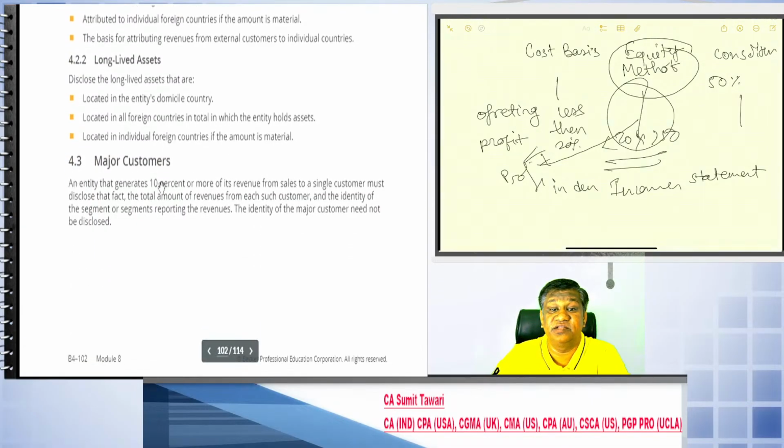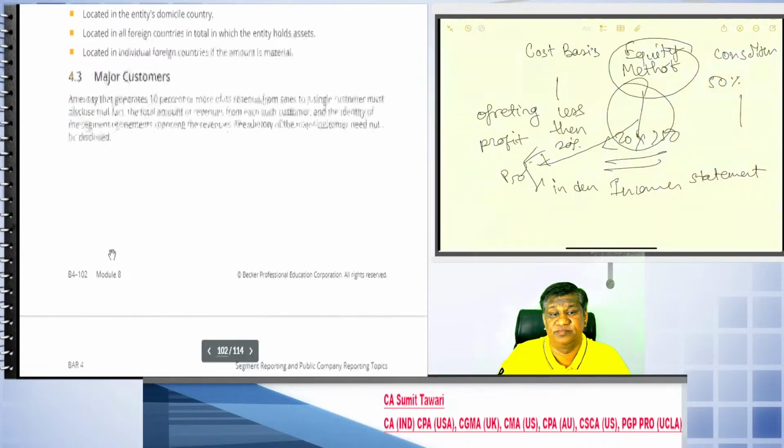An entity that generates 10% or more of its revenue from sales to a single customer must disclose that fact, the total amount of revenue from each such customer, and the identity of the segment or segments reporting the revenue. So identity of the major customer need not be disclosed. So you do not require to give the customer name. Okay, but if there is a single customer or group of customers, then you need to disclose the reporting on the basis of those customers.